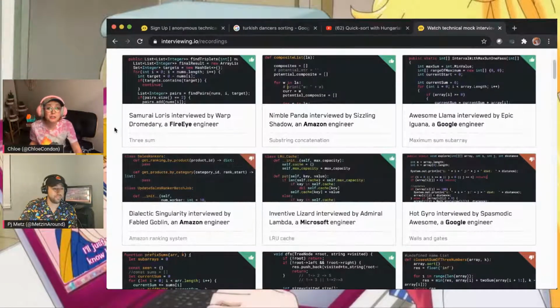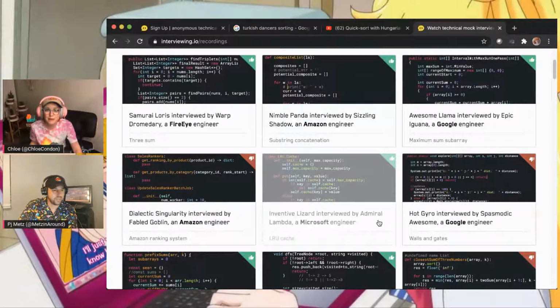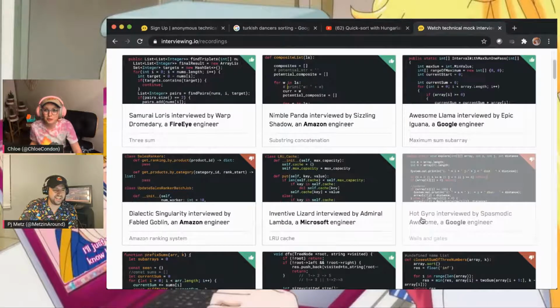Oh, and also it makes you these auto-generated names. So "Inventive Lizard interviewed by Admiral Lambda, a Microsoft engineer." Just like Admiral Lambda to get all up on it. "Hero interviewed" like GYRO. That's amazing.